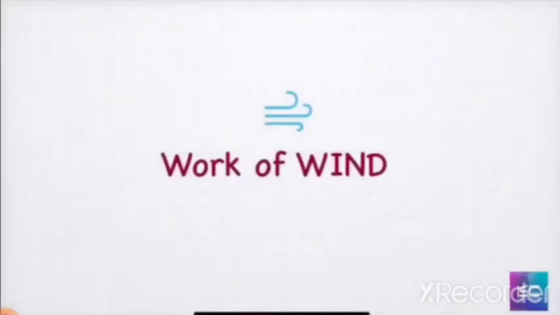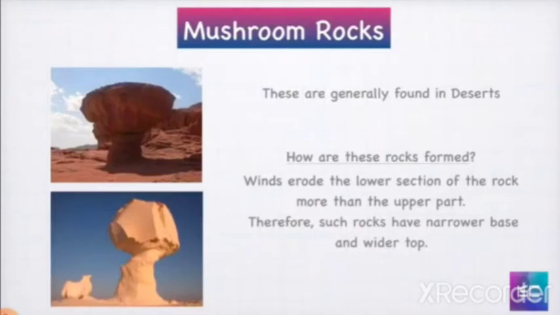Now we learn about the work of wind. Mushroom rocks are generally found in deserts. You can see the picture over there, the rock which looks like a mushroom. How are these rocks formed? When the winds erode the lower section of the rock more than the upper part, such rocks have a narrower base and wider top. You can see that it looks like a mushroom, right?